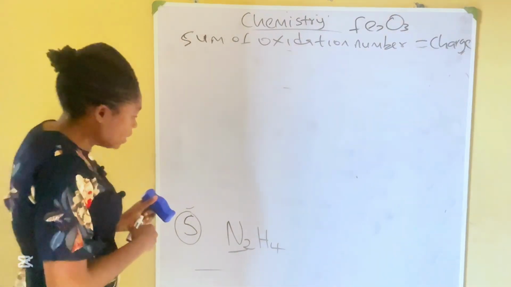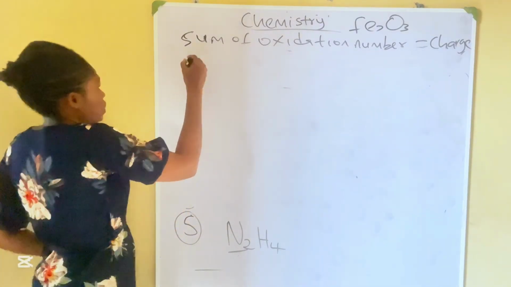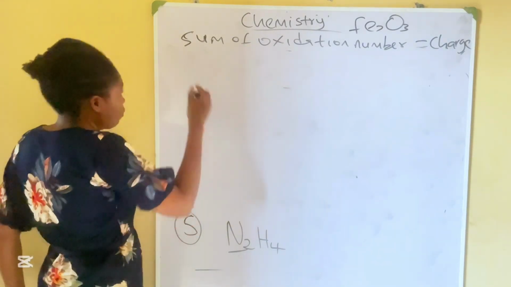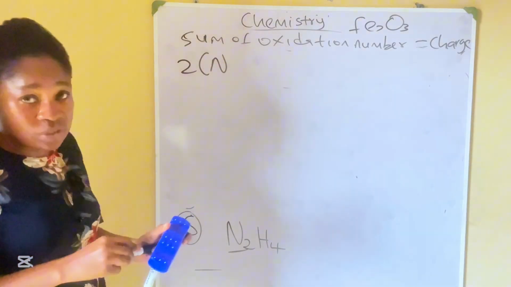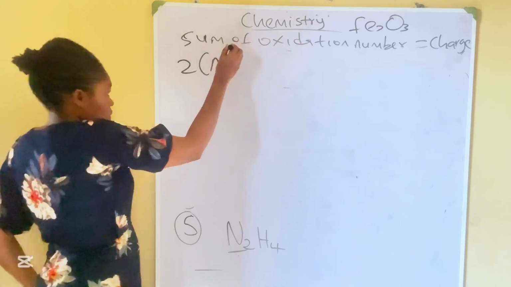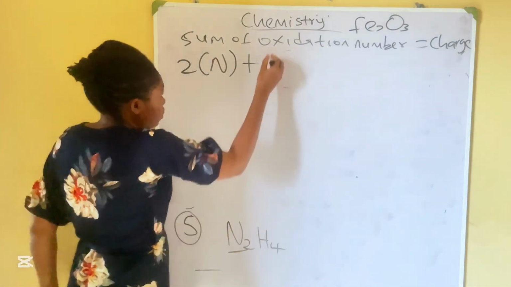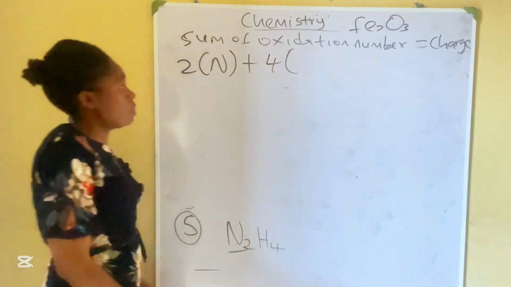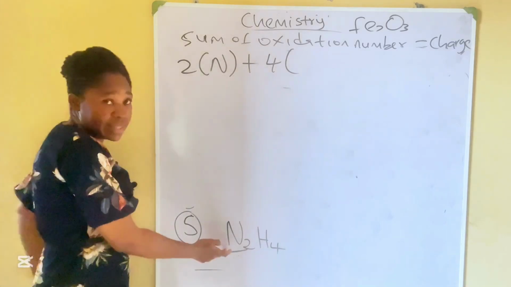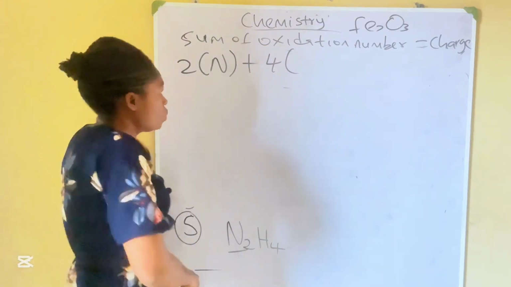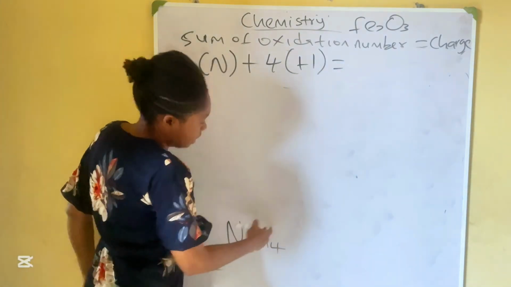Last one. Find the oxidation number of nitrogen in N2H4. I have 2 atoms of nitrogen, and I don't know the oxidation number of nitrogen, so I call it N. I have 4 atoms of hydrogen, and the oxidation number of hydrogen is always plus 1, except in metallic hydrides. Nitrogen is not a metal, so this is not a metallic hydride. So it's plus 1. What is the charge on this compound? There's no charge, so it's equal to 0.